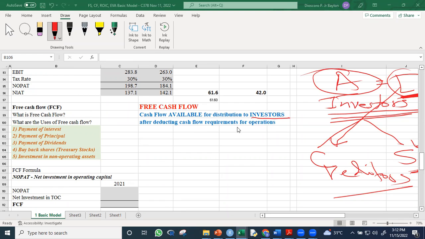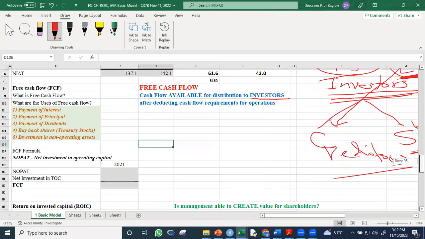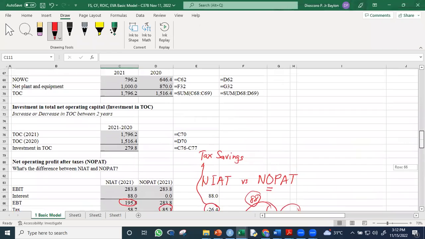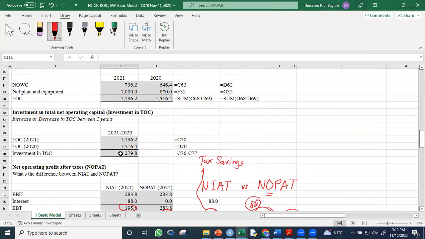Because we said that free cash flow is what remains after the company has deducted the cash flow requirements for operations. Nauuna mo yung operations. So the formula for this is your NOPAT, whatever net operating profit after tax the company has. And then, di ba sabi kasi in definition, after deducting cash flow requirements for operations. Okay, so asan ba yung operational requirements natin? Ito, di ba? Yung investment in total operating capital. Ito yung amount.